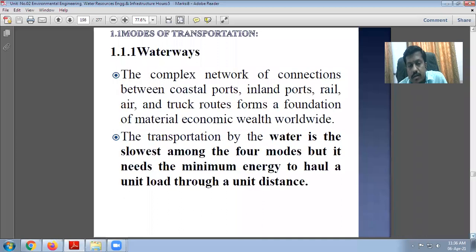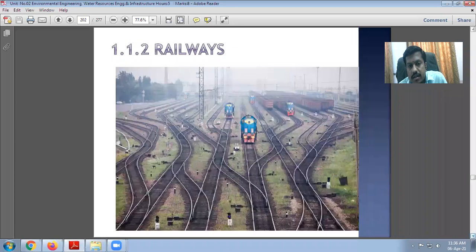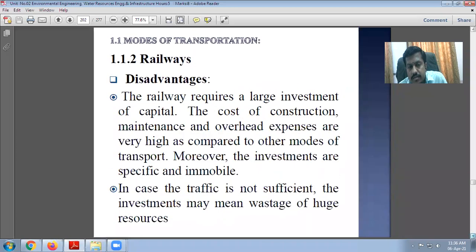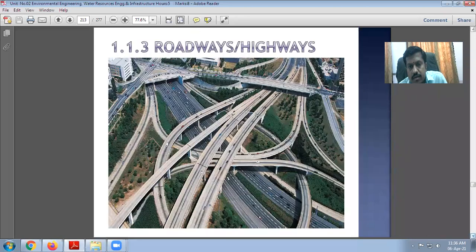Okay, so I think waterways, roadways, and airways remain. Just a minute. Yes. So that is all about the second mode of transportation, that is railways.